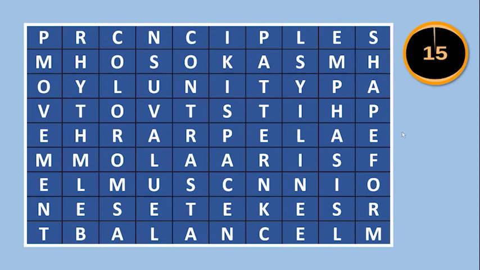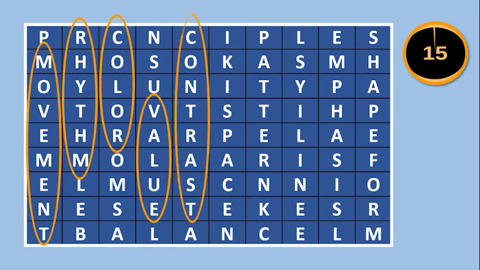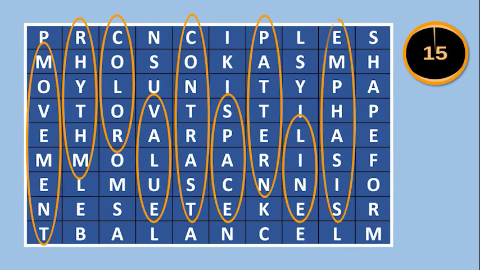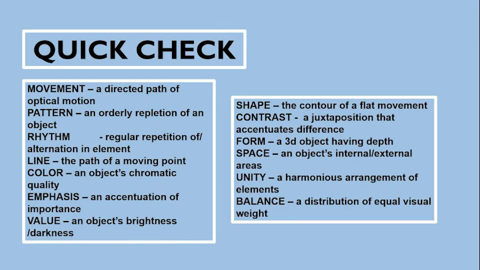Here are the answers. Let's have first our down words. One is movement. Second is rhythm. Next is color. We have also value on down, contrast, space, pattern, line, emphasis, shape, and form. Now let's have our cross. We have unity and balance. Here are the definitions of the words that you have found on a crossword puzzle. If your definitions are somehow the same with what we have on the screen, then that's fine.